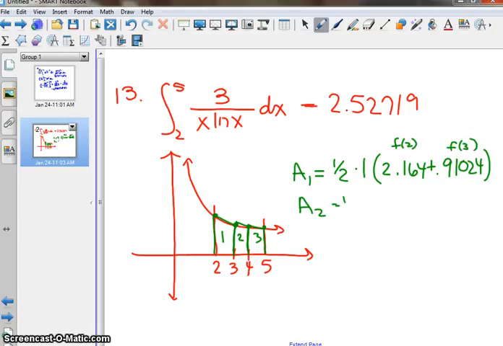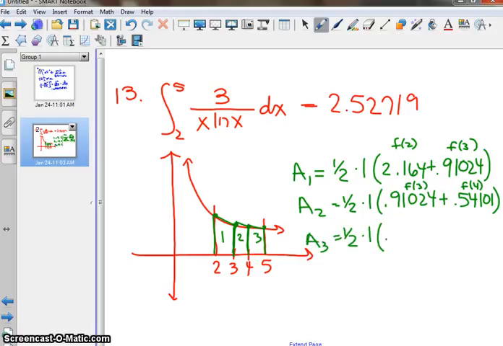So my next area is 1/2 the height, which again is 1. My first height, which is what I get when I plug in 3, so 0.91024 plus 0.54101. This is my f of 3 plus f of 4. And then my third trapezoid, 1/2 the height, 0.54101 plus 0.3728, which is f of 5.